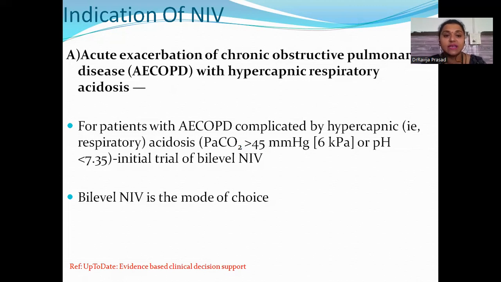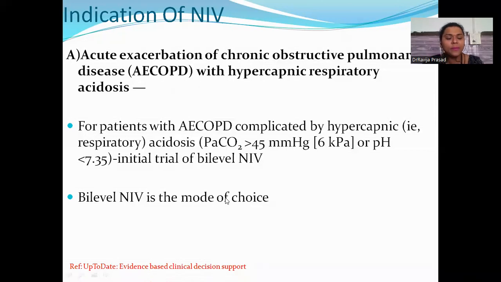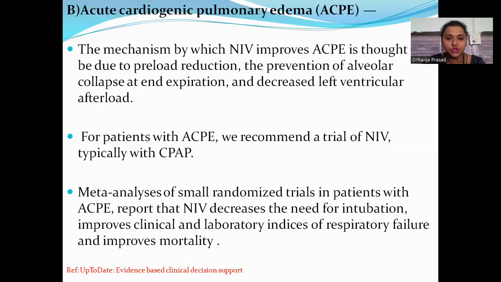So the first indication is acute exacerbation of chronic obstructive pulmonary disease, that is AECOPD, with hypercapnic respiratory acidosis. This applies to patients with AECOPD complicated by hypercapnic, for example, respiratory acidosis, PaCO2 more than 45 mmHg, 6 kPa, or pH less than 7.35. Initially, trials are bilevel NIV. Bilevel NIV is the mode of choice.